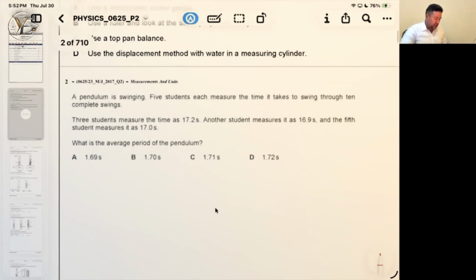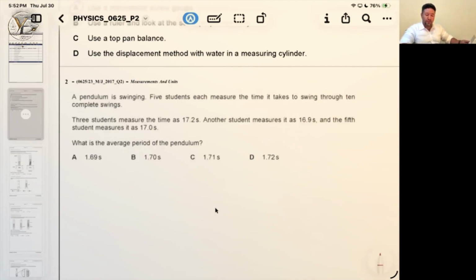The second question, a pendulum is swinging. 5 students each measure the time it takes to swing through 10 complete swings. 3 students measure the time as 17.2 seconds. Another student measures it as 16.9 seconds. And the 5th student measures it as 17.0 seconds. What is the average period of the pendulum?